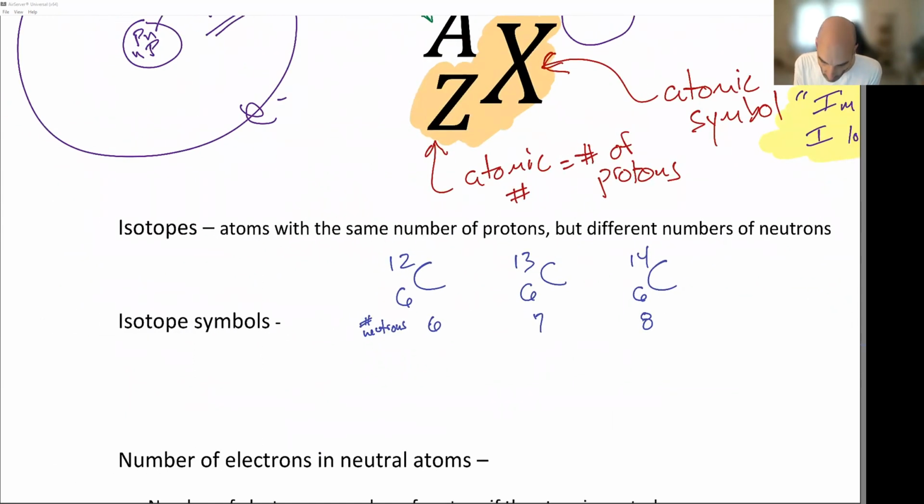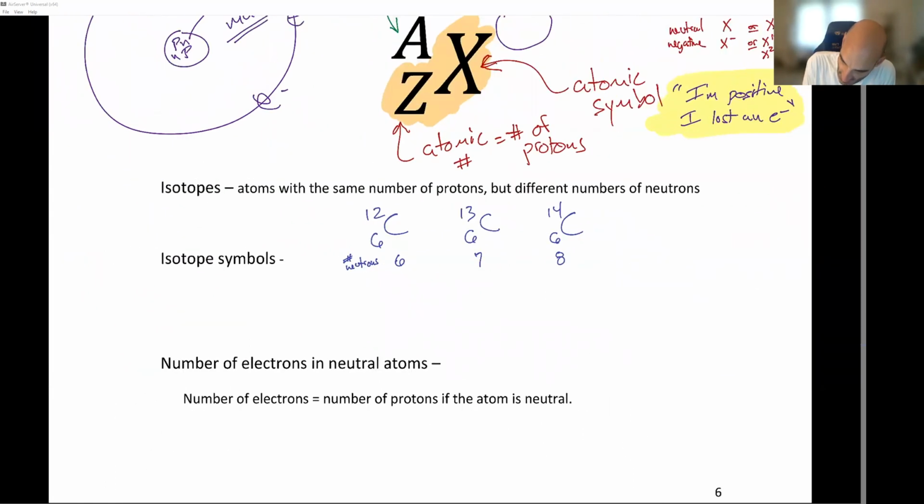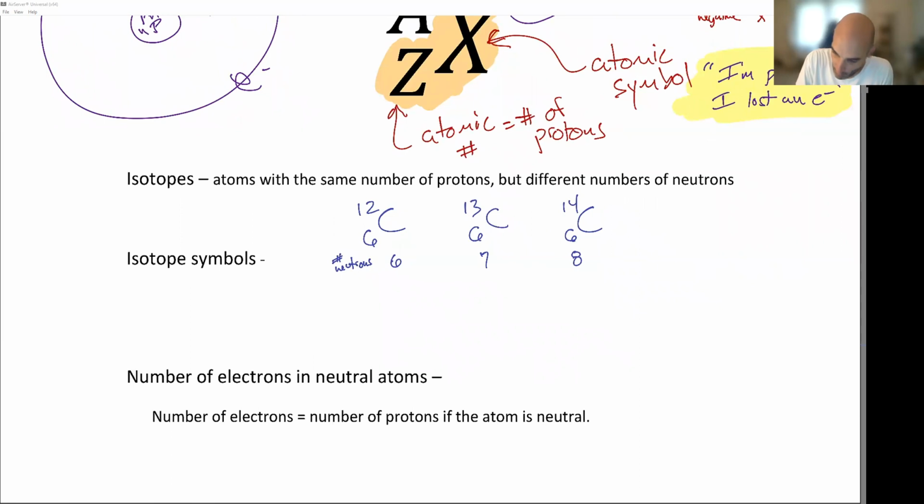Okay. Isotope symbols. Okay, so for these carbons, and this is kind of important because I actually did see this in a paper once.